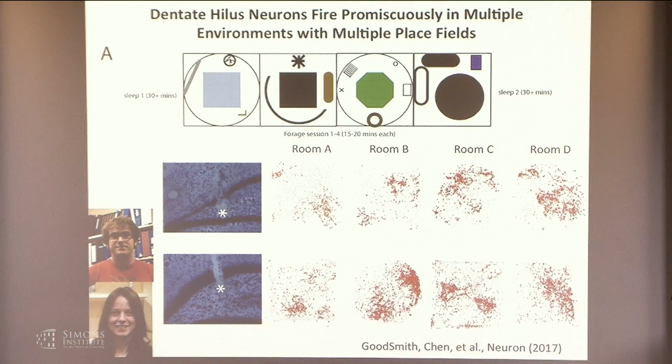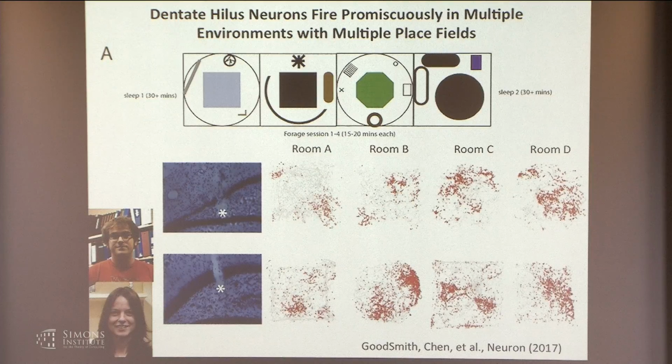And the gray squiggles is the trajectory of the animal running around in each of these environments, A, B, C, D. The gray squiggles are just the trajectory. The red is where the rat was when that cell fired. That's one cell, and that's another cell. This is all the activity of a single cell.